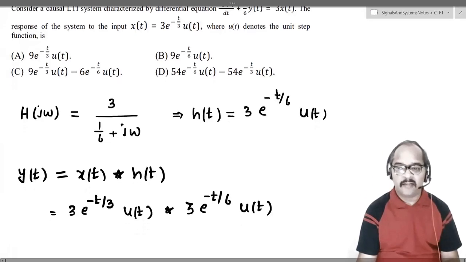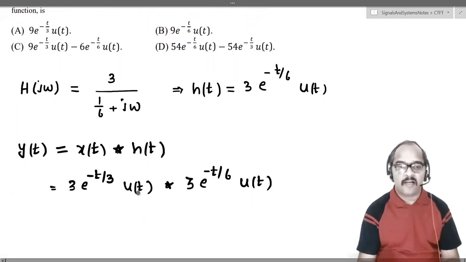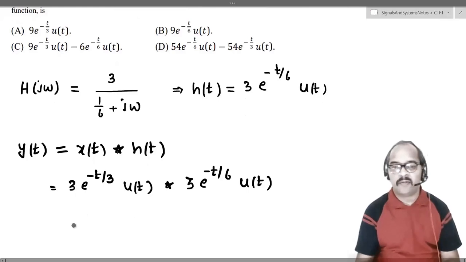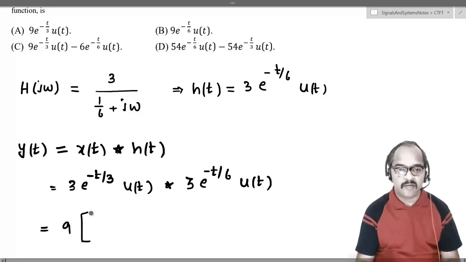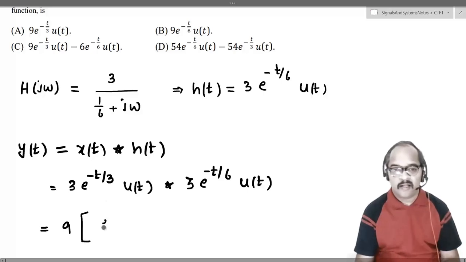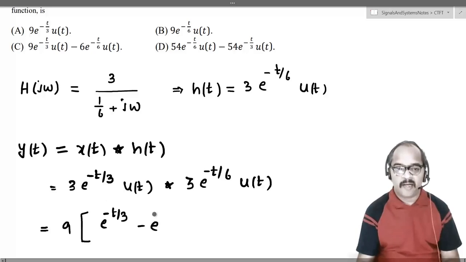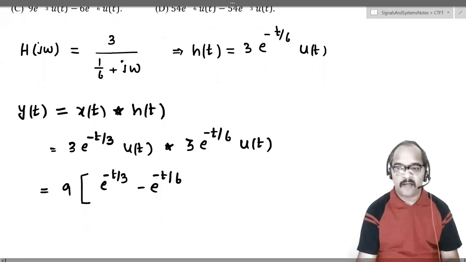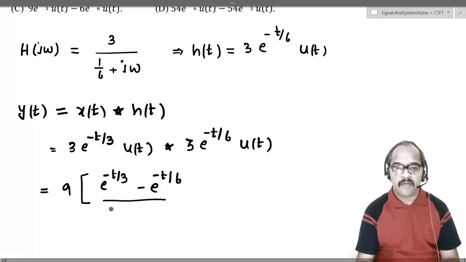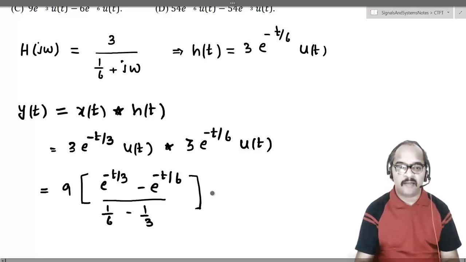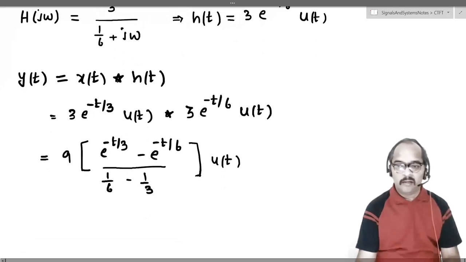Again, this is looking like e power minus at u of t convolved with e power minus bt u of t. So 3 into 3 is 9. So what is the answer here? E power minus at minus e power minus bt, divided by b minus a, which is 1 by 6 minus 1 by 3, and this whole thing is multiplied with u of t.